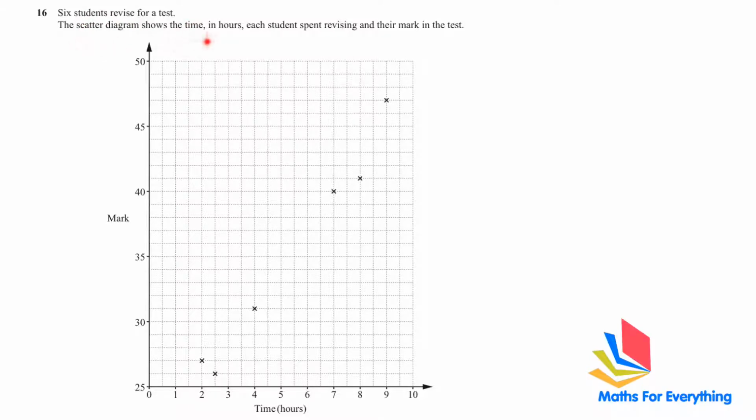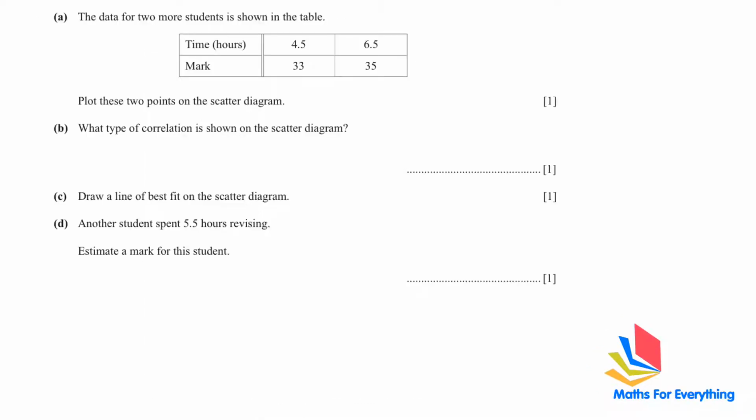Question number 16. 6 students revise for a test. The scatter diagram shows the time in hours each student spent revising and their mark in the test. So this is the mark and this is the time in hours. Part A. The data for 2 more students is shown in the table. Plot these 2 points on the scatter diagram.